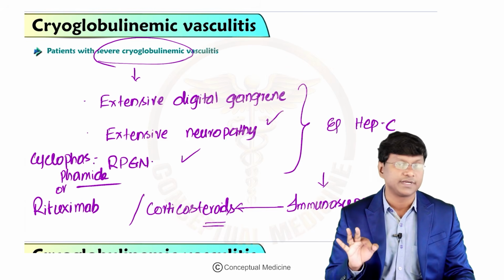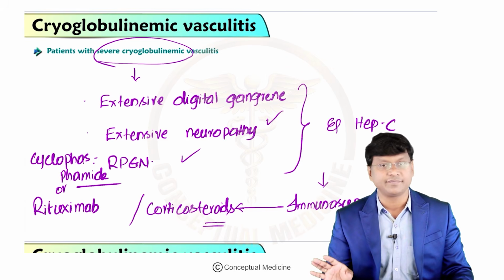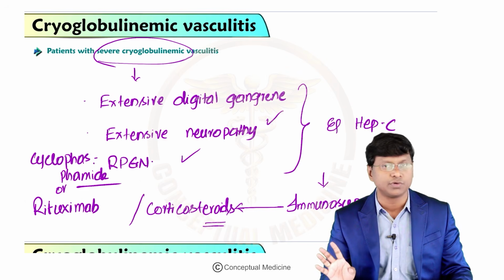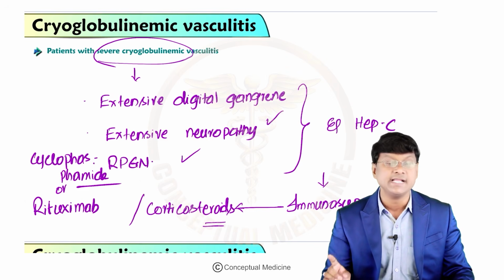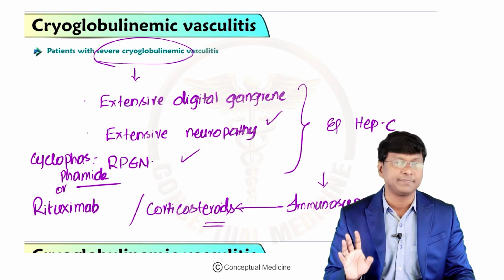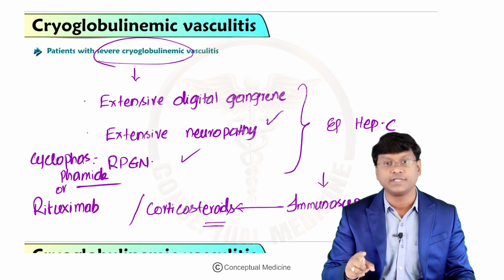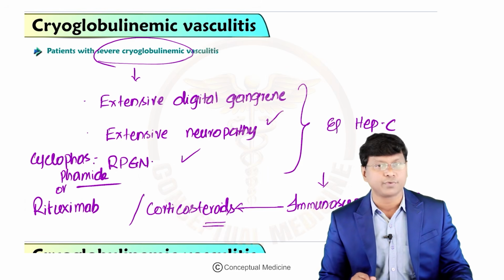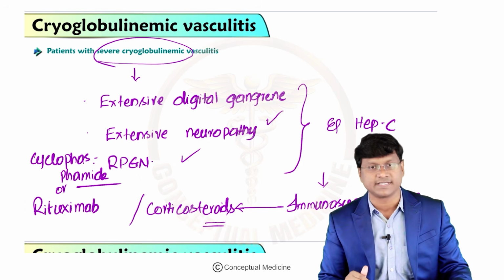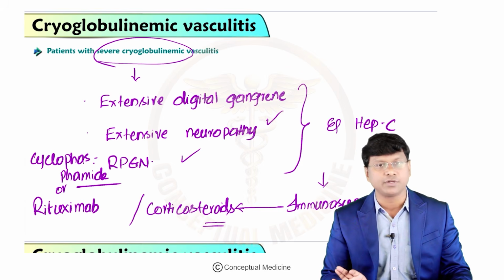And we have three types of cryoglobulins. Type 1 has no rheumatoid factor activity, it is a monoclonal protein, and it does not cause vasculitis. It is only responsible for hyperviscosity syndromes. Type 2 has rheumatoid factor activity and is a monoclonal protein responsible for cryoglobulinemic vasculitis. And type 3 is a polyclonal protein.